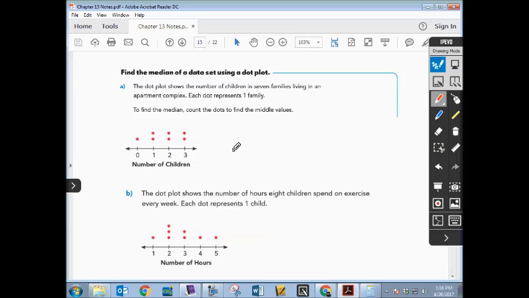So letter A here. Again, the first thing you do when you're given a dot plot is you should make the list. So that's gonna be 0, 1, 1, 2, 2, 3, 3, and we're gonna find the median. Okay. So we're gonna cross off the smallest, the biggest, the smallest, the biggest, the smallest, the biggest. We have 3 cross-offs there and there. My median is 2.